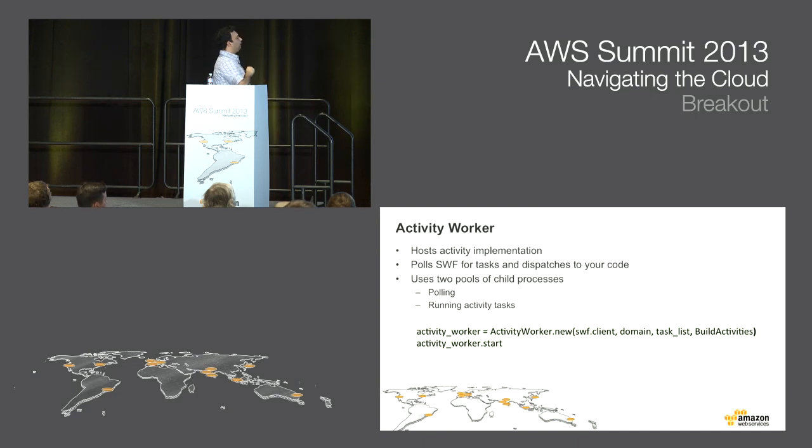And in order to create the activity worker, I simply pass it the simple workflow client, which is really configuration in terms of which endpoint you want to hit, your credentials. You specify the domain, which is just a sandbox within simple workflow. You specify the task list from where to get the task, and then you specify the class which has your activity implementations. And then you simply call start on it, and it keeps on polling simple workflow in a loop.